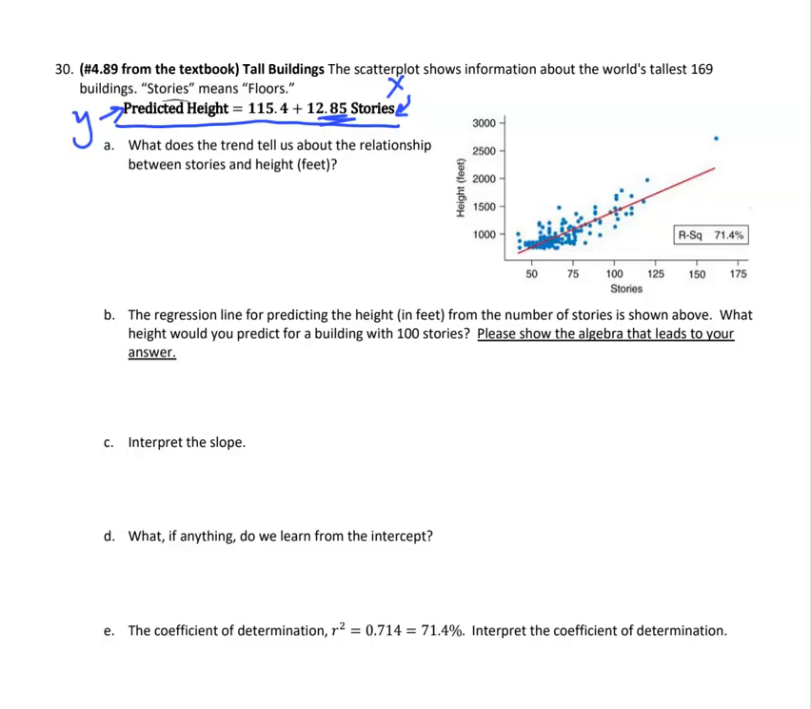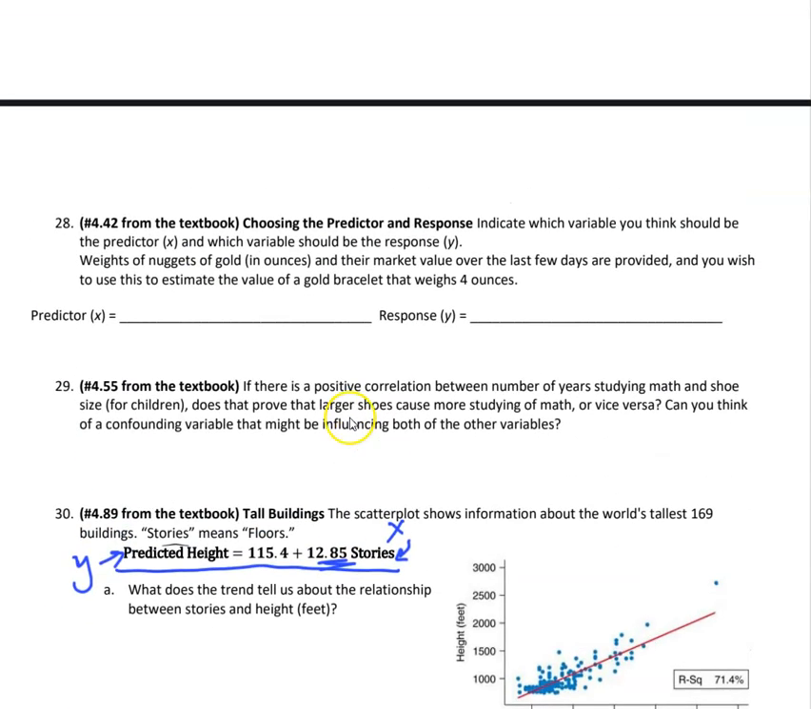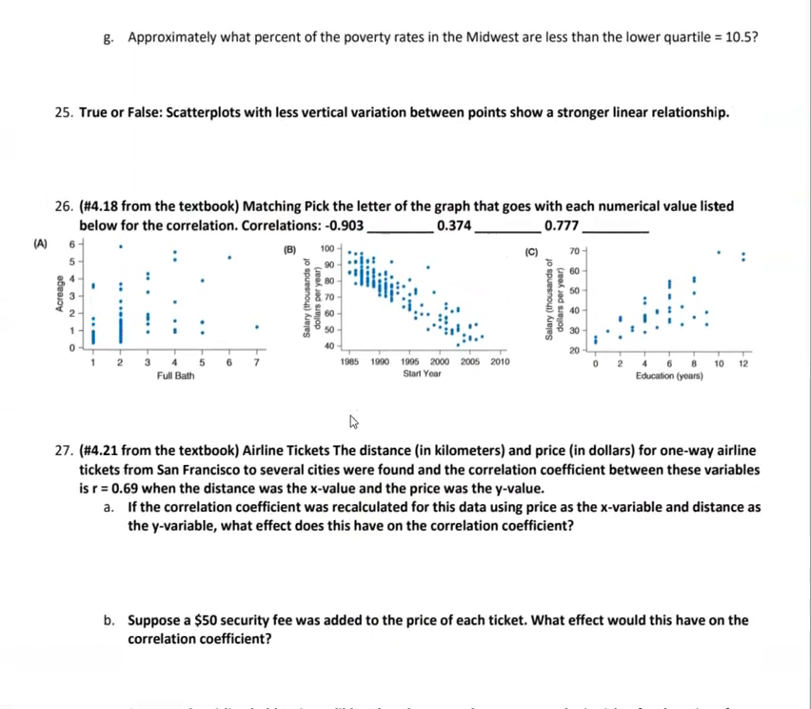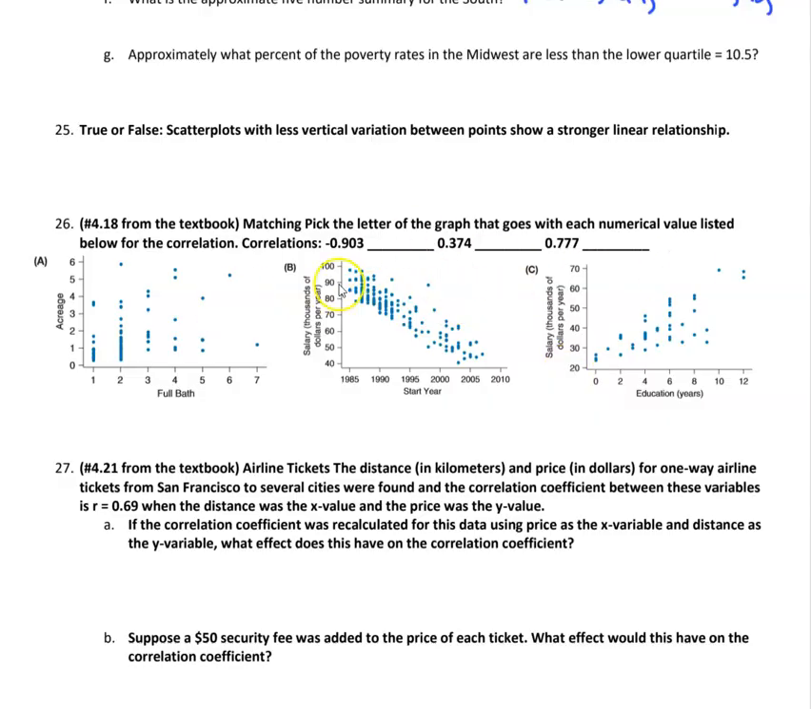Scatter plots allow us to compare two numerical variables. So take a few minutes on your own and go through question number 30 and focus on calculating the predicted height, which I believe would be question B, interpreting the slope, and then the y-intercept. And that's mostly what we're going to have you look at for Chapter 4. As well as a couple questions where you have to just match up the correlation coefficient with the graphs, and that's the majority of Chapter 4 questions on the test.